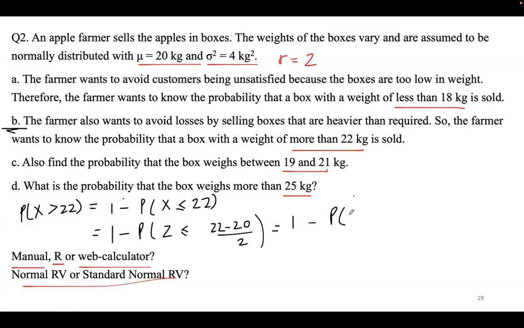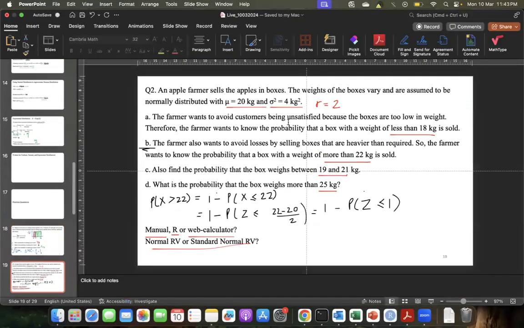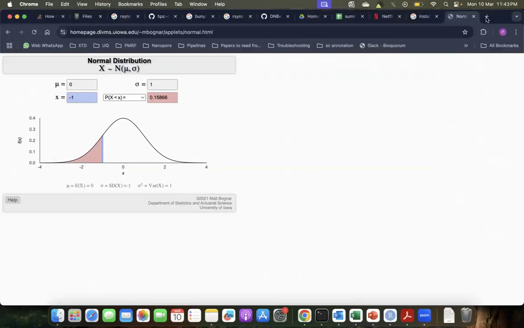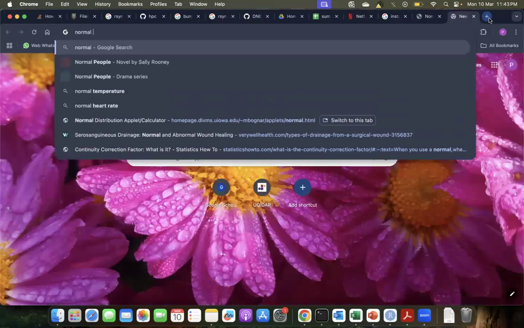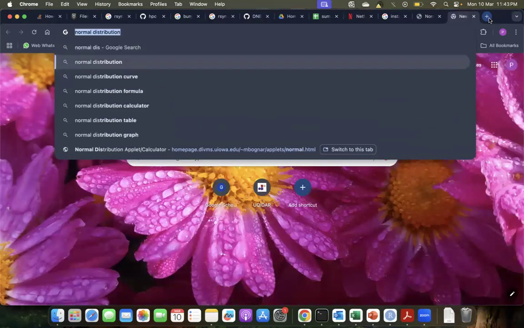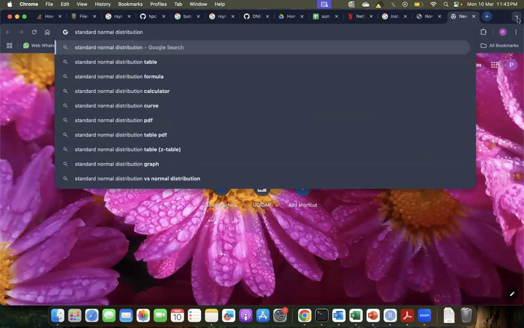1 minus the probability of Z being less than or equal to 2 by 2, that's 1. Yep, so that's it, right? Now, if you want to calculate this value, let me show you the standard normal distribution table here.